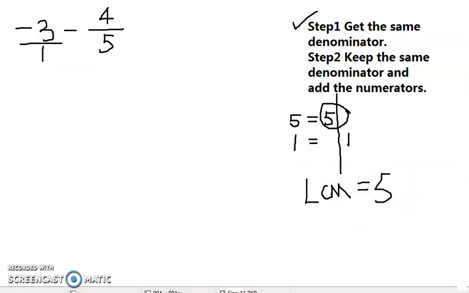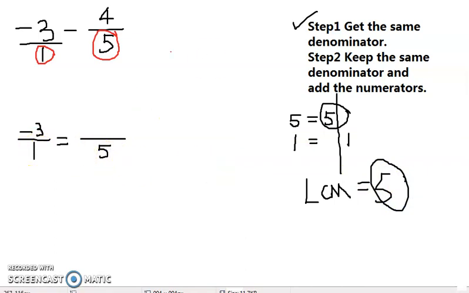So next thing we want to do is to change both fractions to fractions with the same denominator. Originally, one denominator is 1, the other denominator is 5. They don't match, so we have to change them. Starting with the first fraction, -3 over 1 equals something over 5. The LCD is the new denominator we want to get. By looking at them, we know that 1 times 5 equals 5. That tells us that we've got to do the same thing on the top to get an equivalent fraction. And -3 times 5 is -15. The first fraction, -3 over 1, can be changed to its equivalent fraction, -15 over 5.